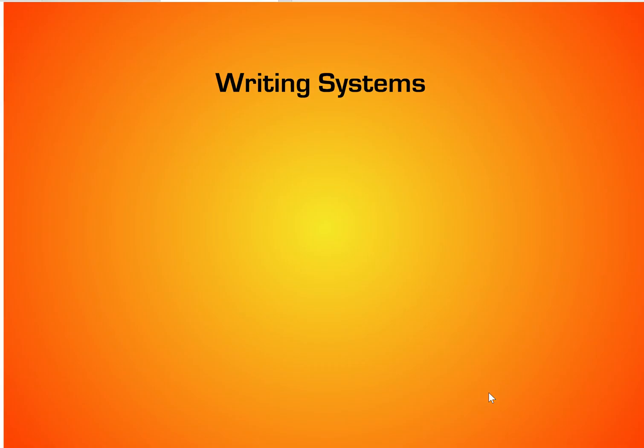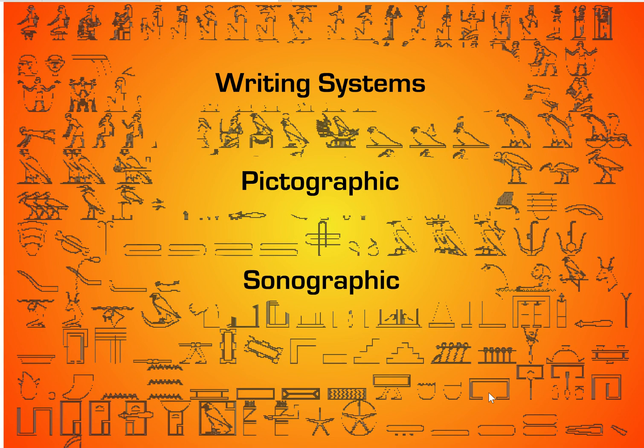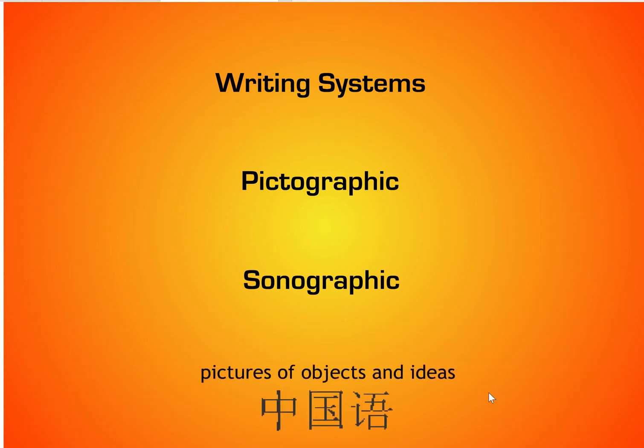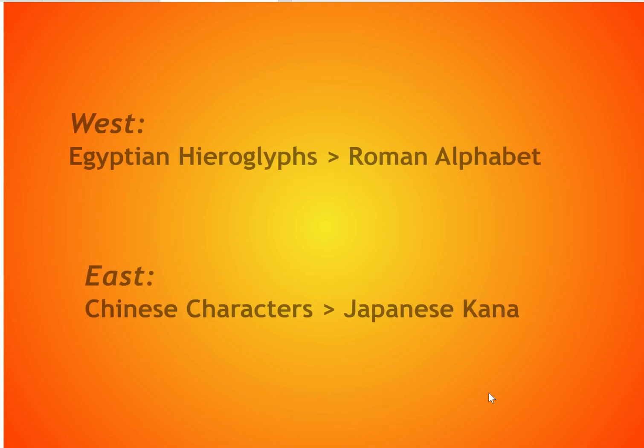Writing systems all over the world tend to go from pictographic to sonographic. That is, they start out as pictures of physical objects or as images that represent ideas, and they gradually switch over the centuries to coding for sounds instead of images and ideas. This has happened in both the West and the East.